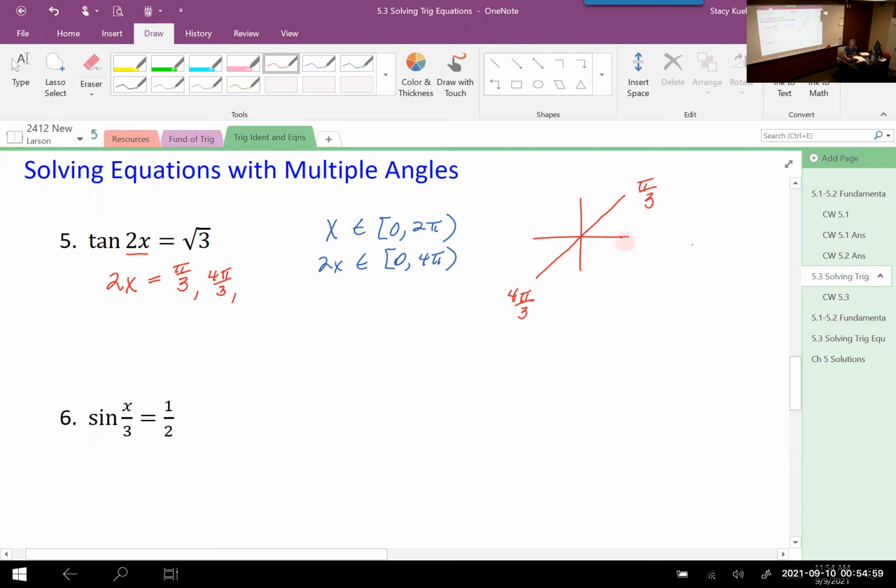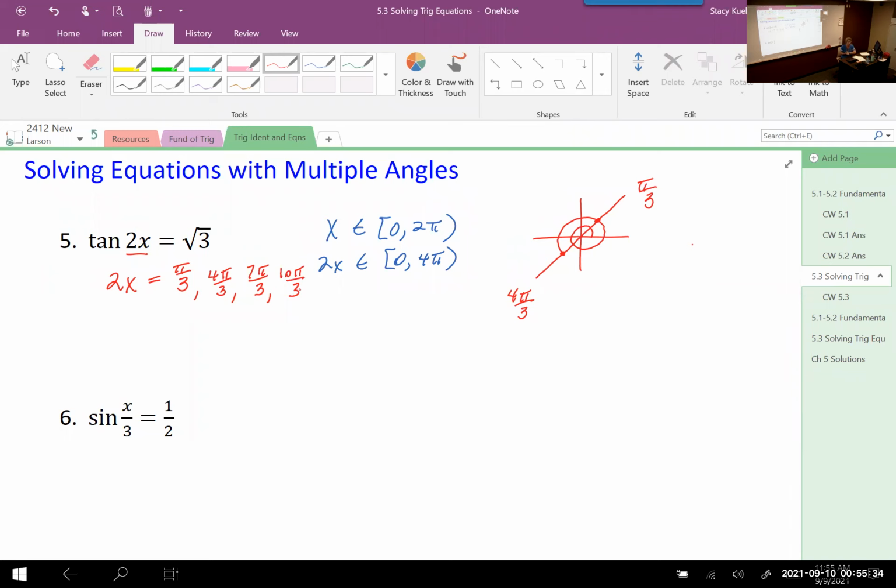Are we good with one time around? Those are the angles that happen when I go around once. So if I go around again and I hit pi over 3, what value would that be? 7 pi over 3. So I have another angle at 7 pi over 3. Keep going around and I hit 10 pi over 3. That's right. Those are the 4 angles that I would hit if I went around 0 to 4 pi.